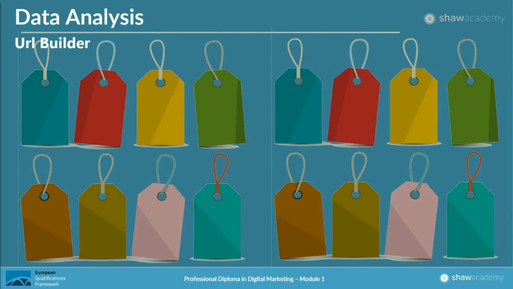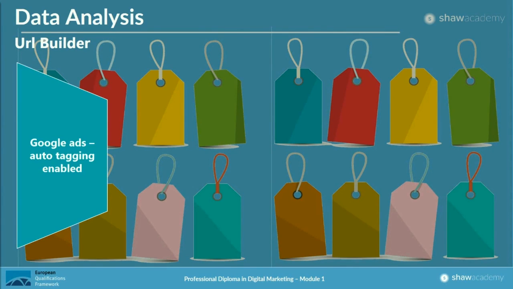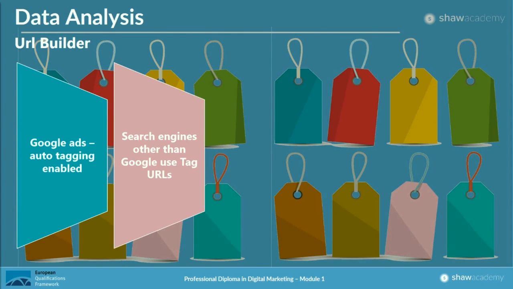All right, so one tool that we can use in terms of using this information effectively is a URL builder, and Google offers us exactly this, and I'll show you exactly what it is shortly. So if you are using Google Ads and you are using Google Analytics, make sure that you have auto tagging enabled. Okay, it'll allow you to cross-track so that you can track from your Google Ads onto your analytics. Search engines other than Google, okay, they use tag URLs as well. So we'll talk about that in a minute.